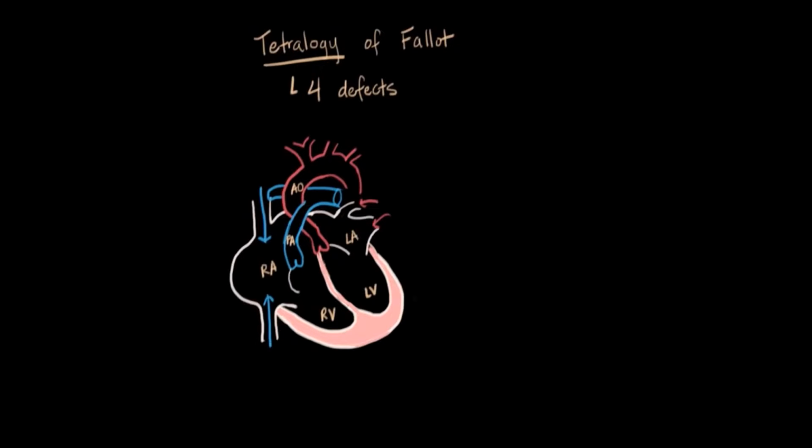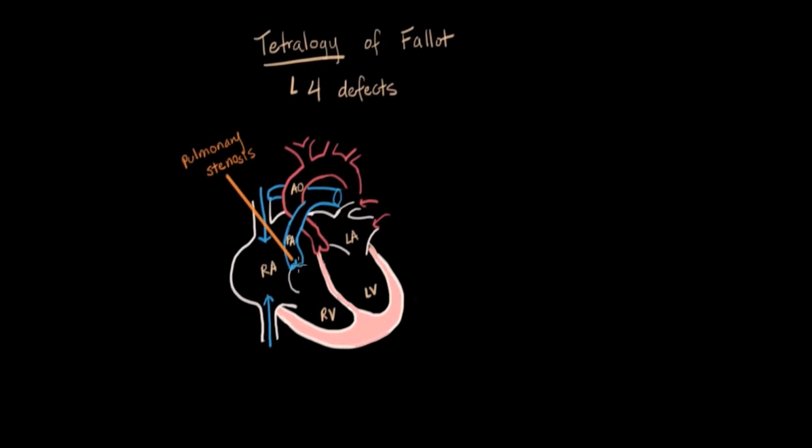So in tetralogy, the first defect that we worry about, some would argue it's the defect that governs how this heart functions, is called pulmonary stenosis. Pulmonary has to do with the lungs. In this case, it's referring to the valve that leads blood to the lungs. So the pulmonary valve is right here. Stenosis is a stricture, a narrowing.